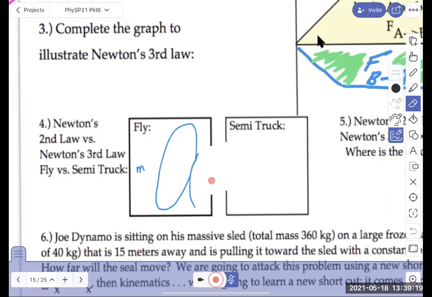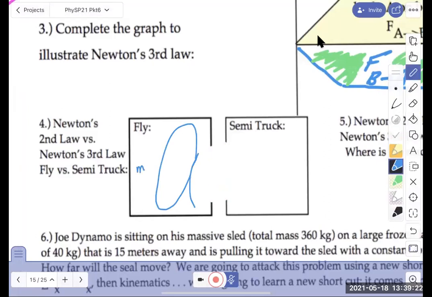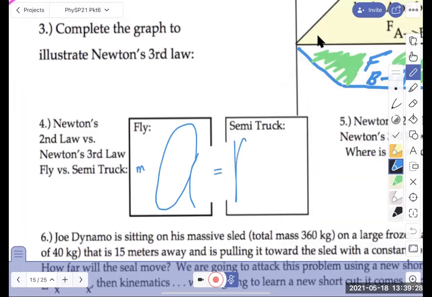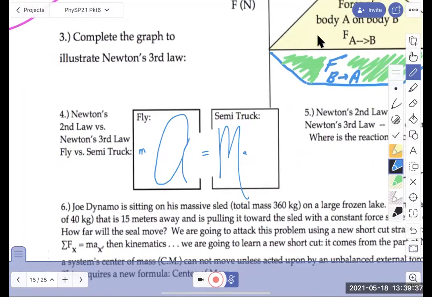Whereas a truck has a huge amount of mass and therefore is only going to have a teeny tiny bit of acceleration, which is going to be on the order of nanometers per second. So it's not going to notice it.